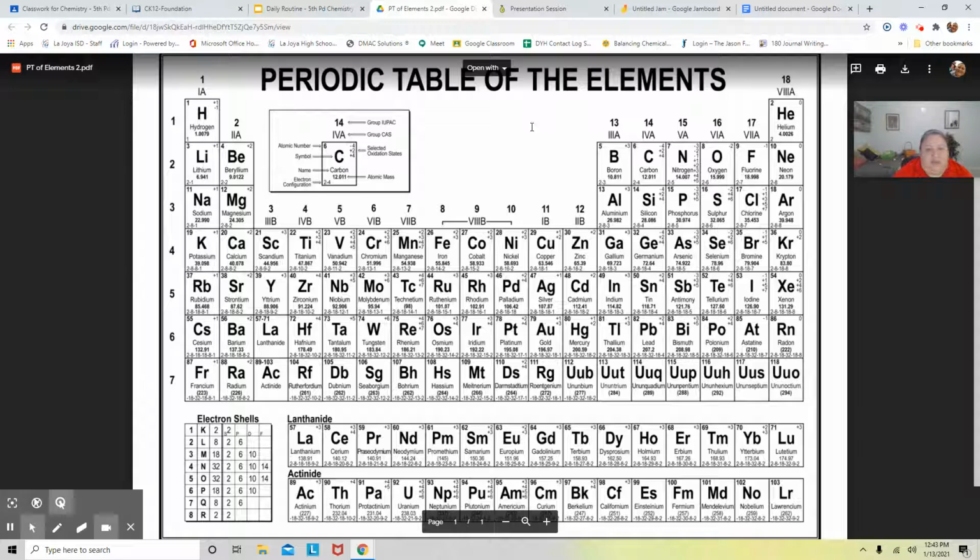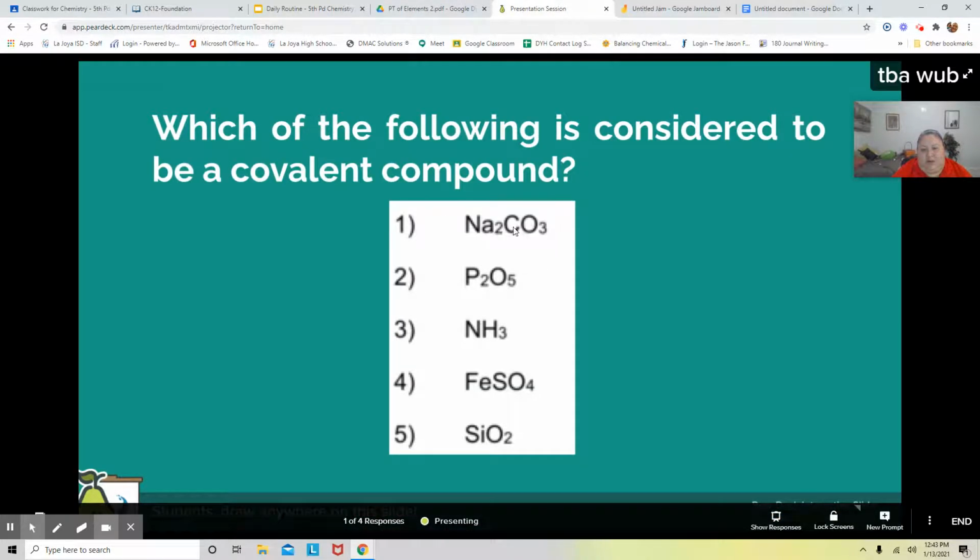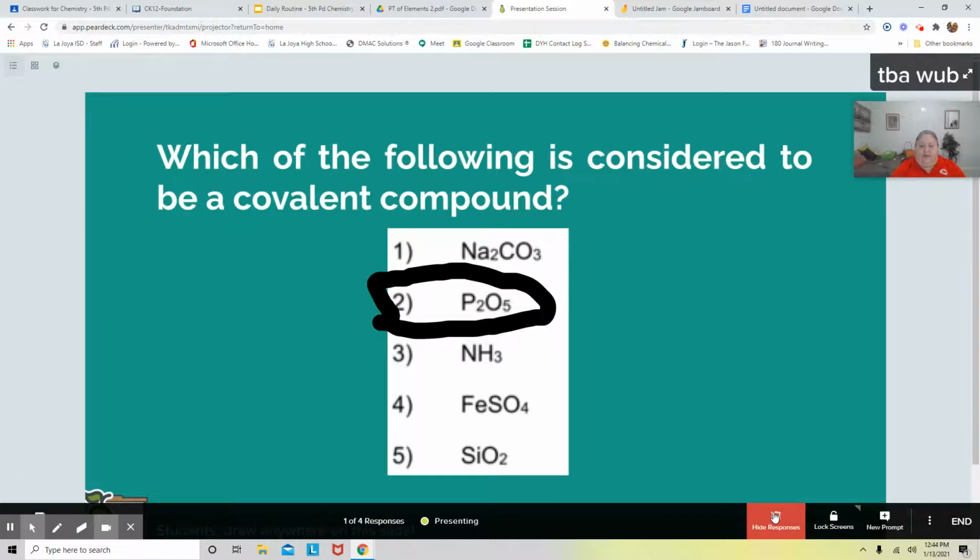Definitely not covalent. So we would have scratched out number 1. We would have scratched out number 4, and then everybody else is definitely covalent. Very good.